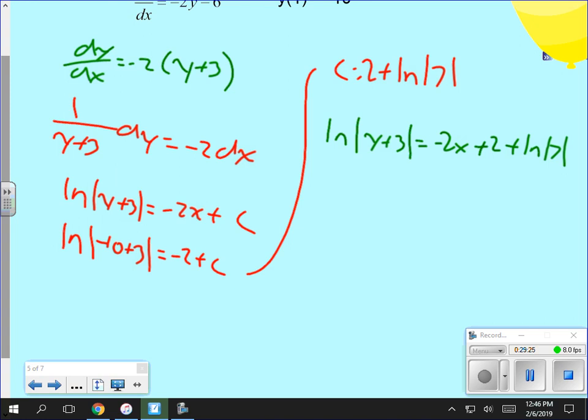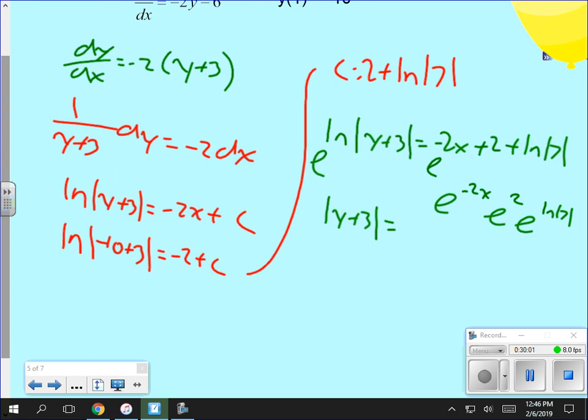How do I get rid of the natural log? e. So I do both sides to the power of e. The absolute value of y plus 3 equals, because I can do this, they're all being multiplied, e to the negative 2x, e squared, e to the natural log of the absolute value of 7. Well, the absolute value of 7 is 7. So e to the natural log of 7 is 7.